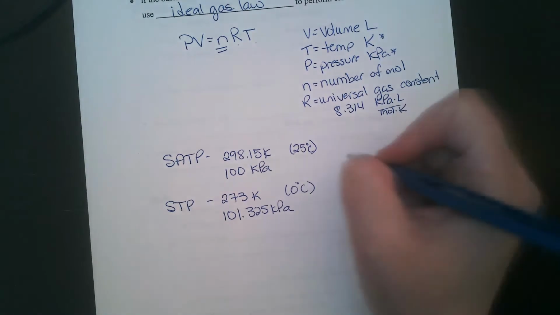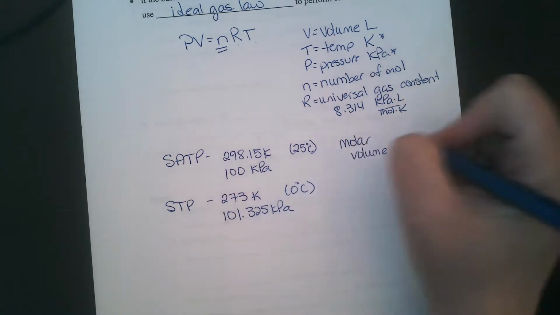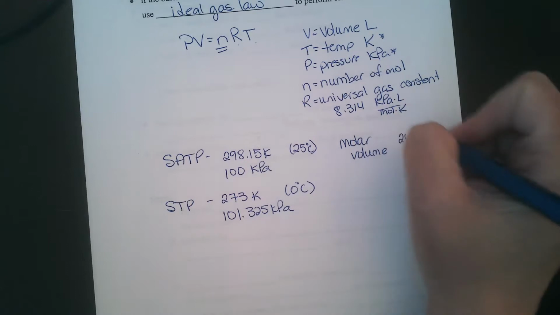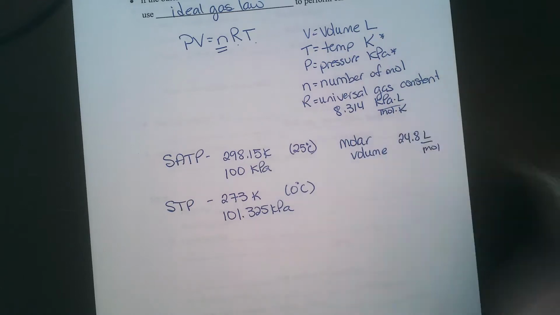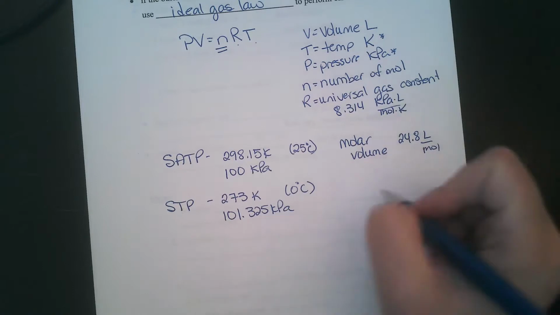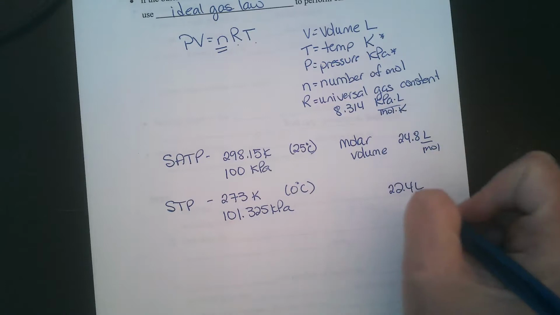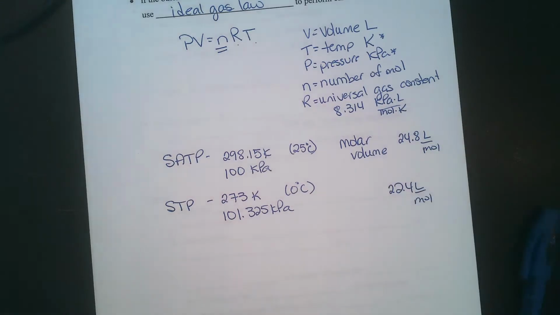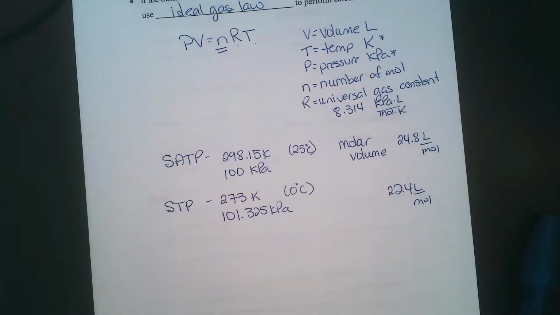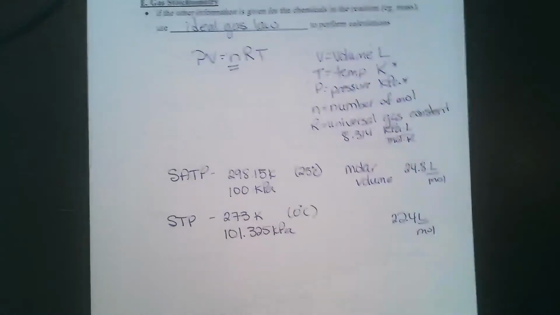When we look at SATP, we remember from gases that the molar volume is 24.8 liters per mole, and that the molar volume for STP is 22.4. Okay, so those are key pieces that we need in order to do gas stoichiometry. Let's look at an example.